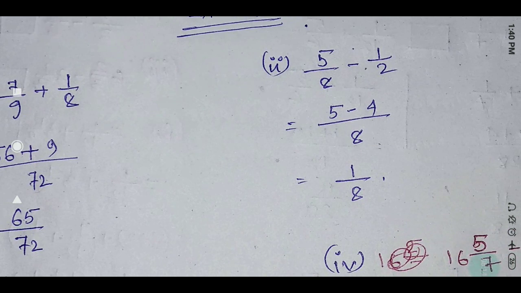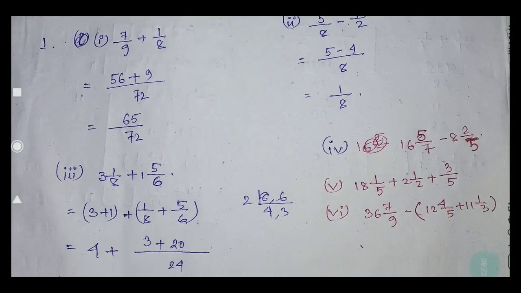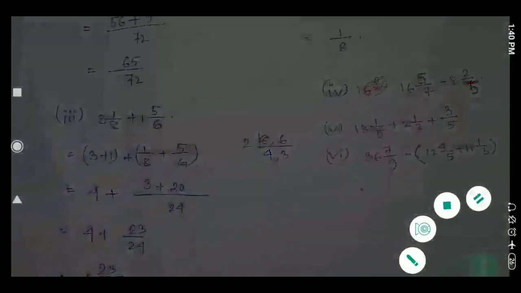Similarly this one also: the LCM of 8 and 2 is 8 only. So 8 how much are 8? 8 1s are 8, so 1 5s are 5. 2 how much are 8? 2 4s are 8, 4 1s are 4, and 5 minus 4 is 1, so it is 1 by 8. In this case, see this one, you have to look very carefully.